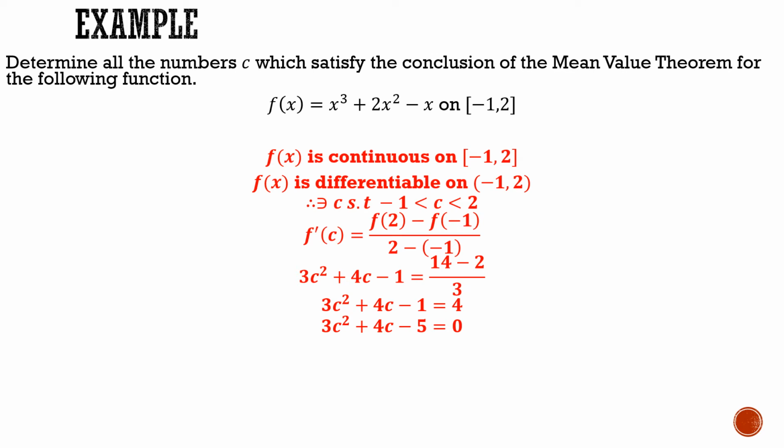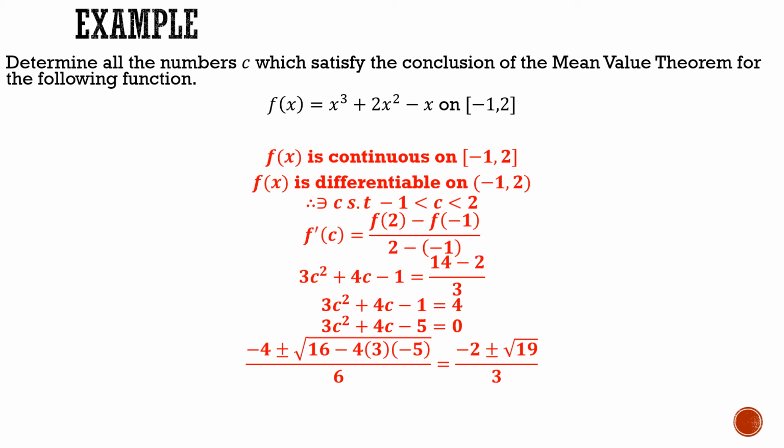So I have negative b plus or minus the square root of b squared minus 4ac, all over 2a. Plugging in those values, I get 4 plus or minus the square root of 16 minus 4 times 3 times -5, all over 6, which simplifies down to 2 plus or minus root 19 over 3. Now the question is, do both of those values fall in my interval from -1 to 2? If so, then they're both the answers.